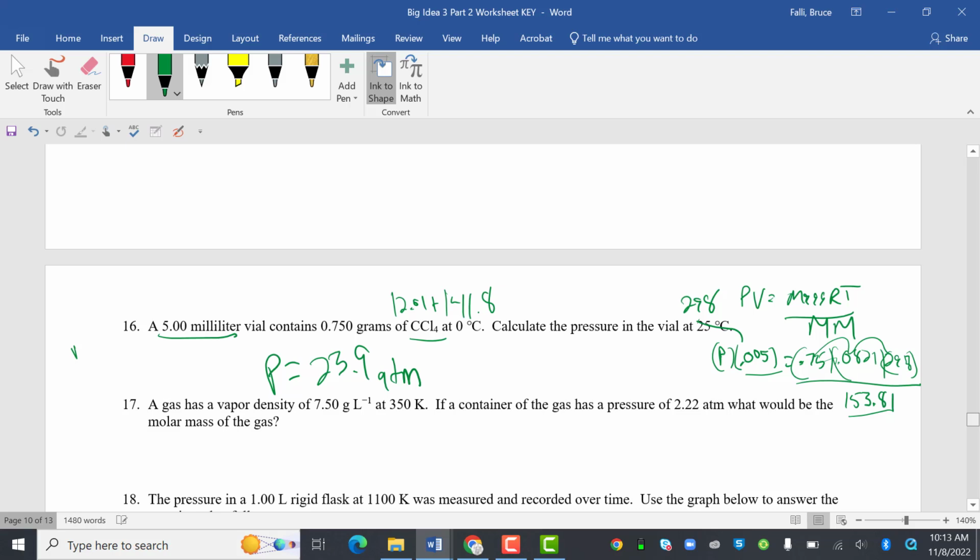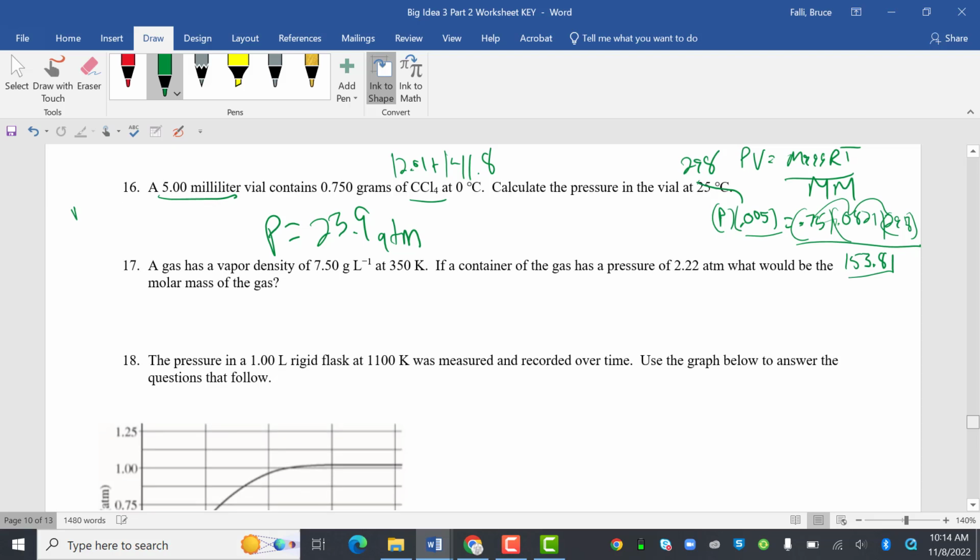I'm going to check to make sure my mass is 0.75. Yep. 0.0821, 0.0821. Temperature is 298. That's Kelvin. Divided by the molar mass. That's the right molar mass. 153.81 divided by the volume, which is 0.005. And I got that again, 23.9 atmospheres.